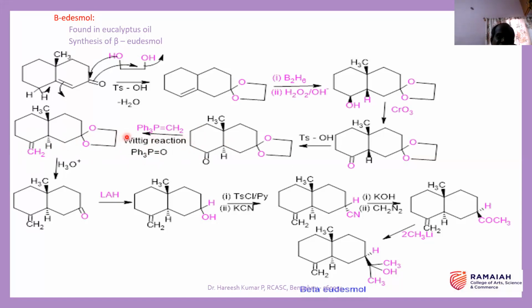The mechanism, maybe in terms of 3, 4, 5 intermediates. Okay, so then I will mention the Wittig reaction. Maybe the general Wittig reaction is applicable for the conversion of a ketone to a methylene group. So from here to here, what are the changes?